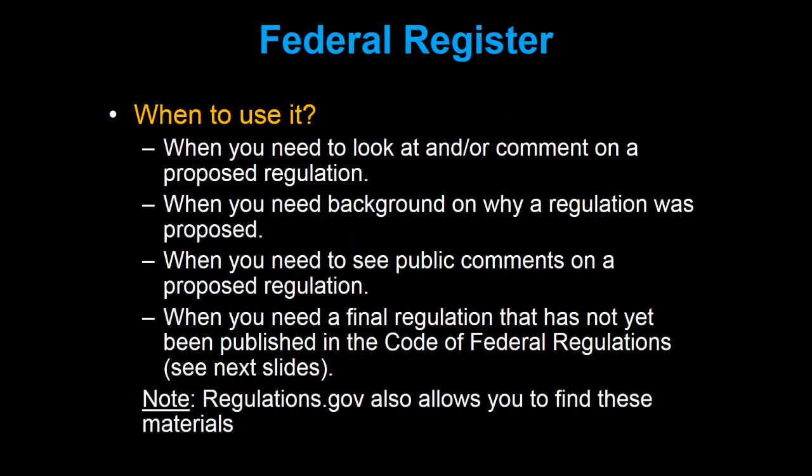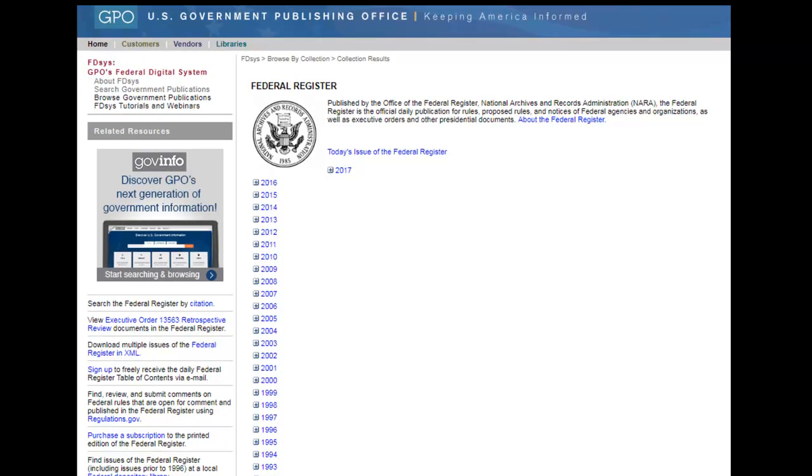If the Federal Register is not the best place to do legal research, why would you use it? When you need to look at or comment on a proposed regulation, when you need background on why a regulation was proposed, when you need to see public comments on a proposed regulation, when you need a final regulation that has not yet been published in the CFR. Remember, the official CFR only contains the final regulations and is updated once per year. This is a screenshot of the Federal Register webpage at fdsys.gov. As you can see, the current issue is at the top and the archived issues are listed by year below.